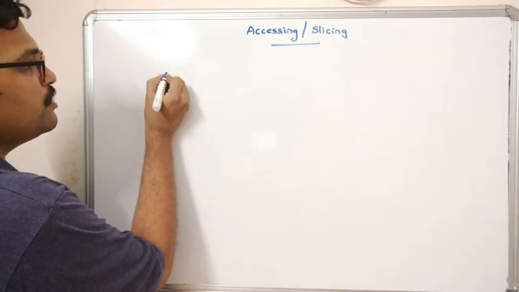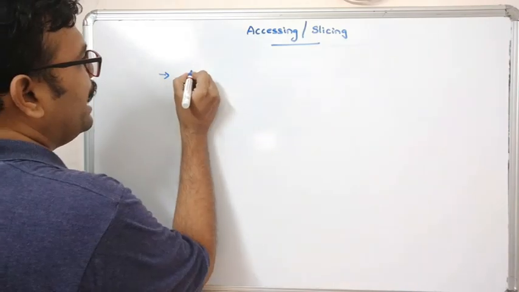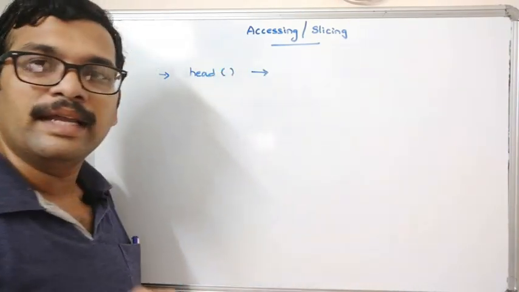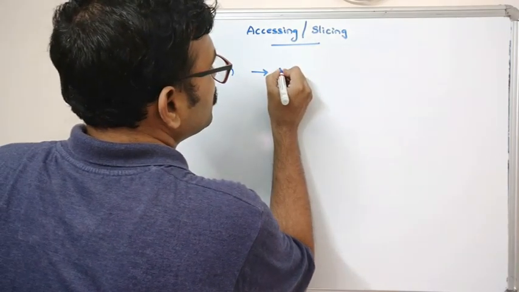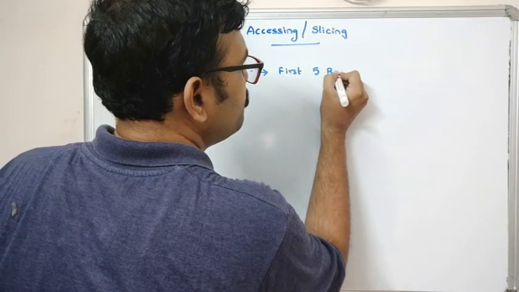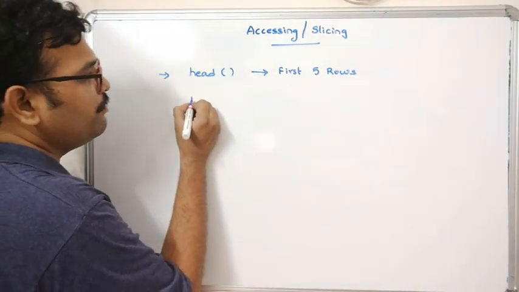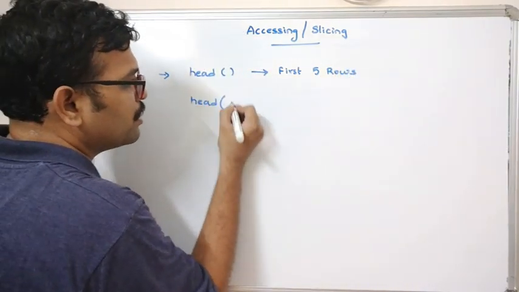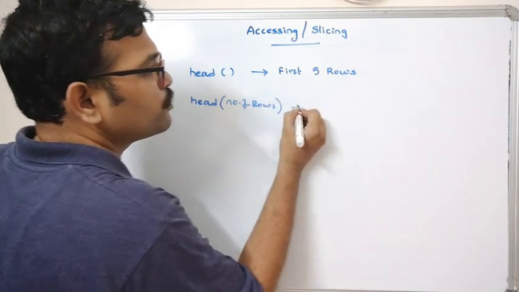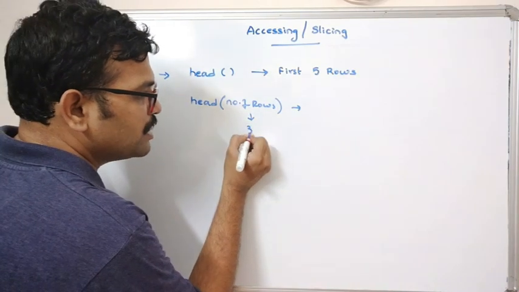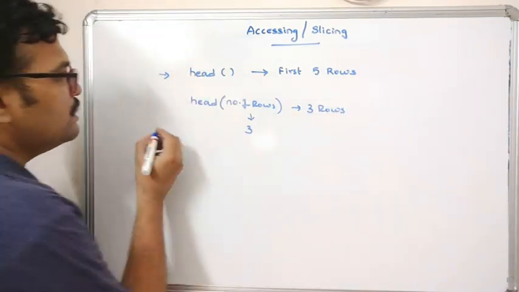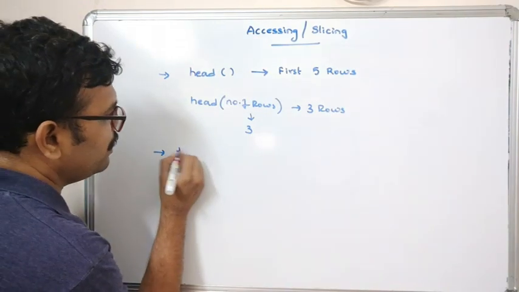Accessing means we have a function called head. This head function is used to get the first 5 rows. The first 5 rows will be displayed. And if you give any parameter here, the number of rows to be displayed, that many rows will be displayed. For example, if you give 3, the first 3 rows will be displayed.